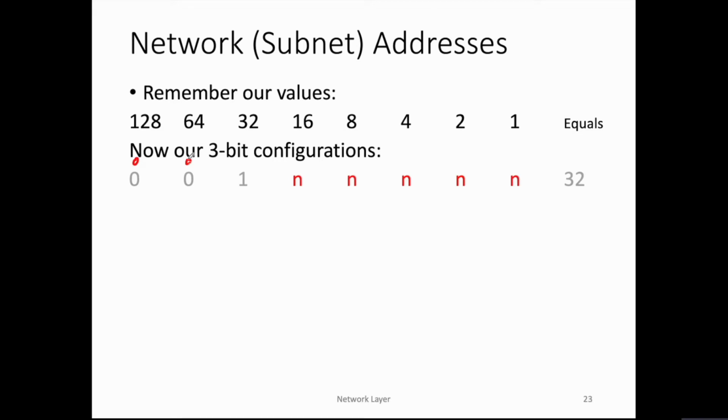I'm not using all zeros here. What if I'm using all zeros? What will happen? Yes, you're right. I'll have the same network address. This will not be a subnet address. Okay, so I'll apply the first combination.